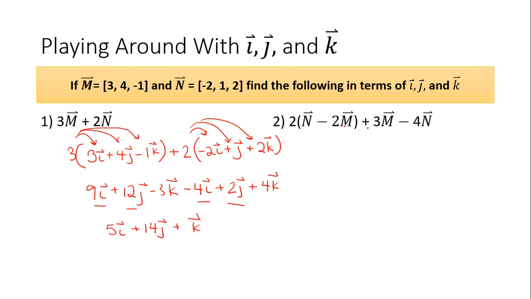Sometimes it's easy to do the simplifying before you go to the ijk version. Okay, so here I'm going to start by simplifying with n and m being left alone. So I have 2n minus 4m plus 3m minus 4n. So don't turn everything into this. That's way too much work. Simplify. Gather your n's. 2 minus 4, -2n. Minus 4 plus 3, -m.